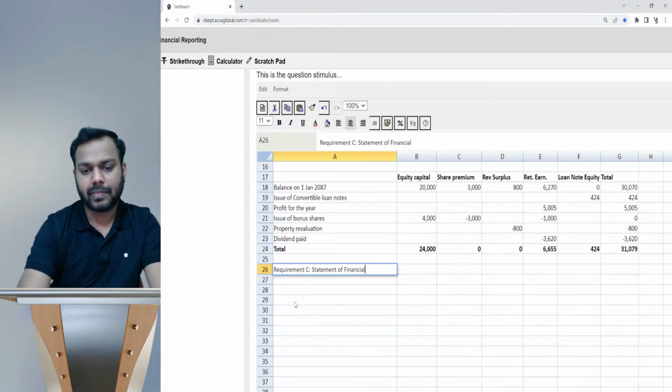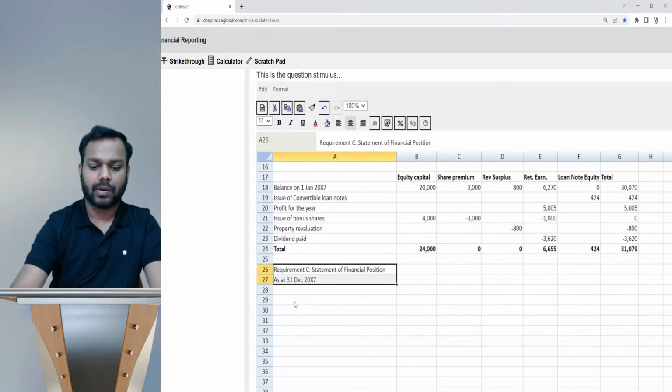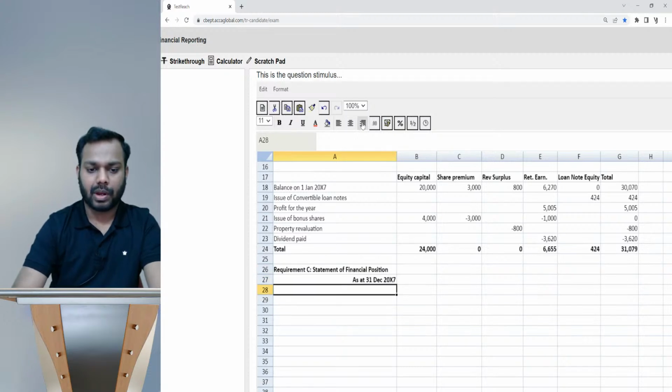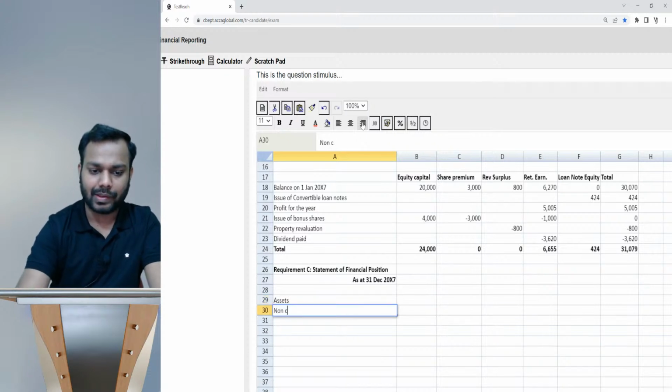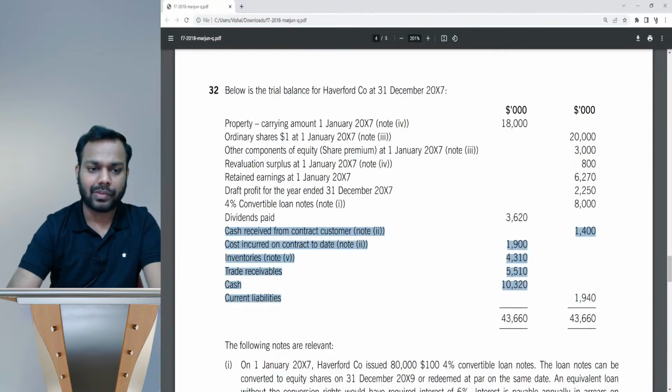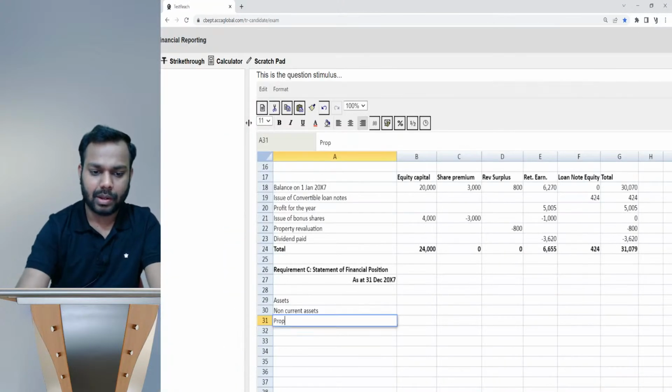financial position, right? As at 31st December 20X7. Okay, now so how will we go ahead in this? First we'll prepare the balance format of the statement of financial position. Assets, non-current assets. Let's see the trial balance and see what is coming. Property, right? Now any other non-current assets?